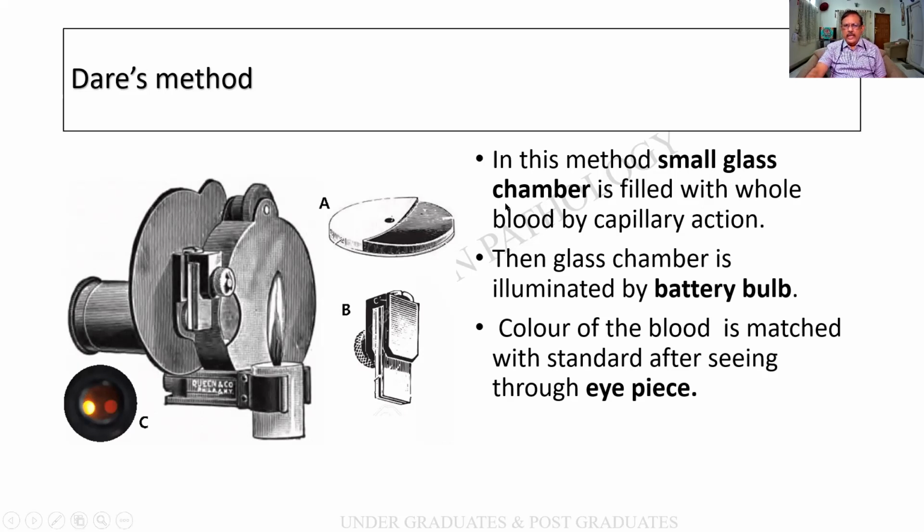There is a small glass chamber over here, and then there is a battery bulb which operates the entire machine. And you find that the blood is taken by means of capillary action. It is fitted over here, visualized and color matched to the comparators. Obviously, you can imagine the grade of error. You and I would not like our blood to be examined by this method, but it goes with history.